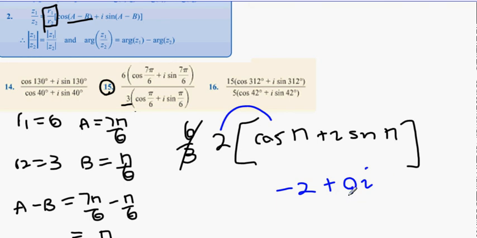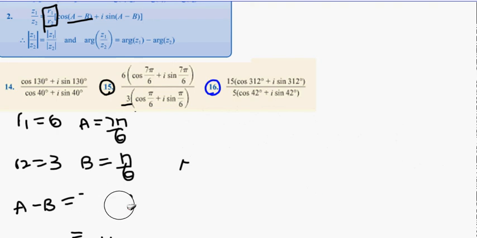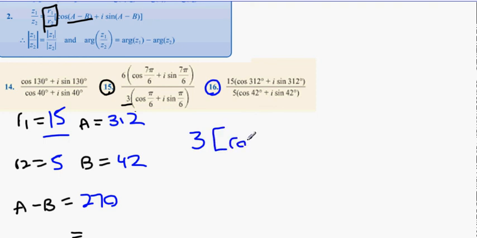Okay? Now, what about number 16? Once again, you're just going to fill out the same table. So we're just going to get rid of our last values from the last question. And then number 16, we're dealing with degrees. So we have R1 is 15, R2 is 5, A is 312, B is 52, A minus B is 270. So R1 divided by R2 is 15 divided by 5, which is 3. 3 bracket cos A minus B, which is 270, plus i sine 270.